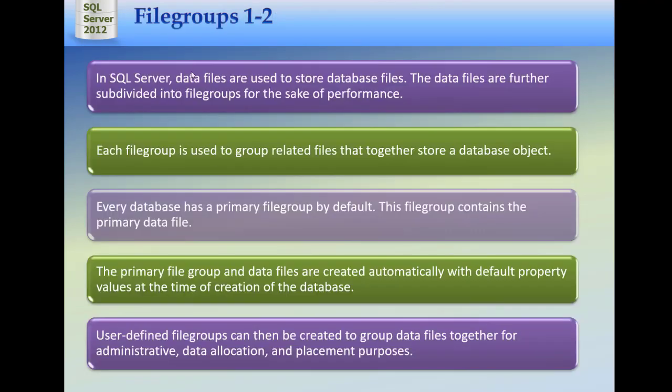File groups. Now, in SQL Server, data files are used to store database files, and data files are further subdivided into file groups for the sake of performance. Each file group is used to group related files that together store a database object. You remember what we say the database object is, and every database has a primary file group by default. This file group contains the primary data file, and the primary file group data files are created automatically with the default property values at the time of creation of the database. User-defined file groups can then be created to group data files together for administrative, data allocation, and placement purposes.